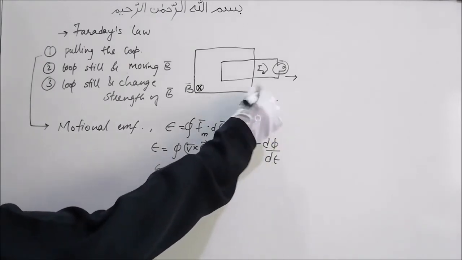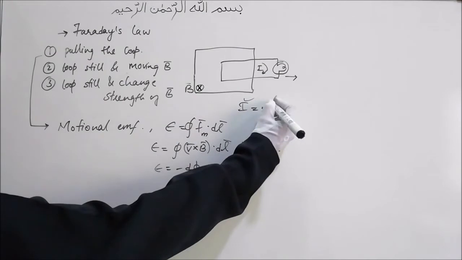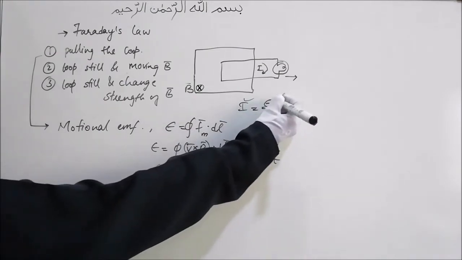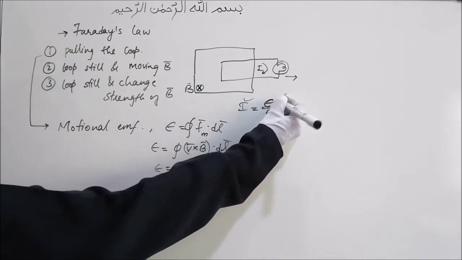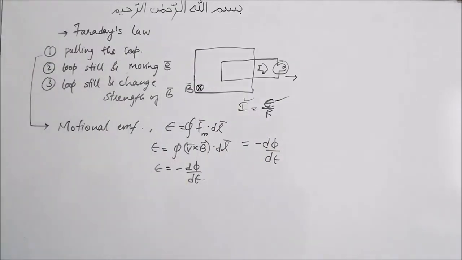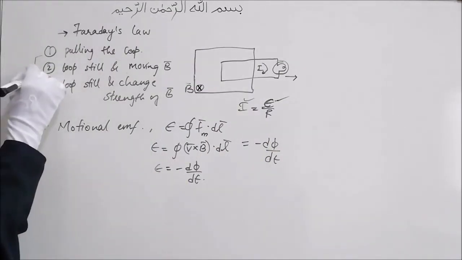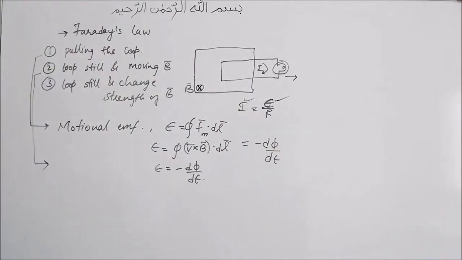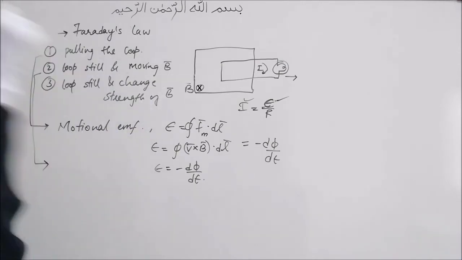So if there is EMF, there will be current equal to E divided by R, that is EMF divided by R. So where there is EMF, there will be current in the loop. Now in the second case, the loop is still, but the magnetic field is moving.